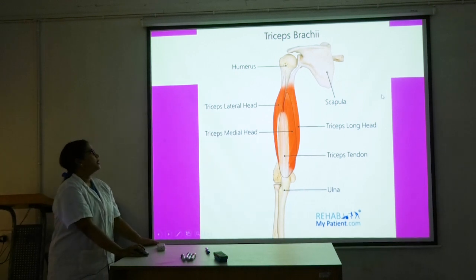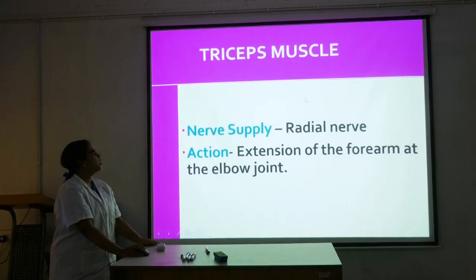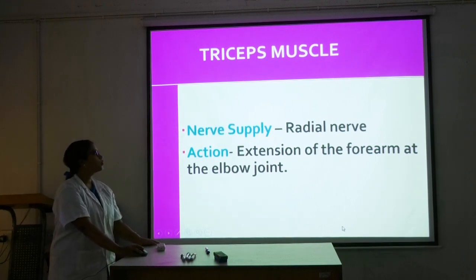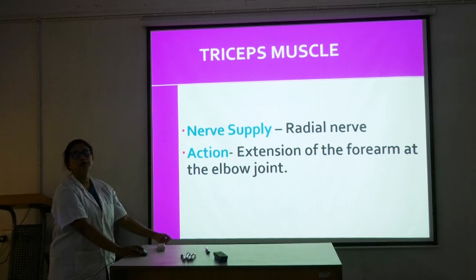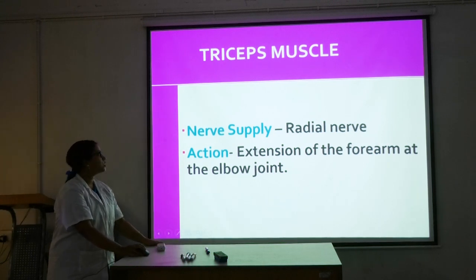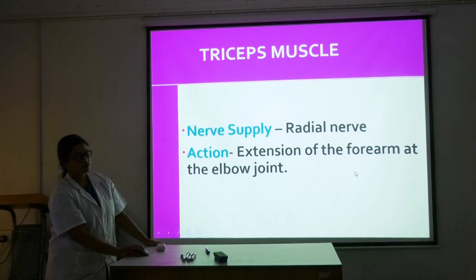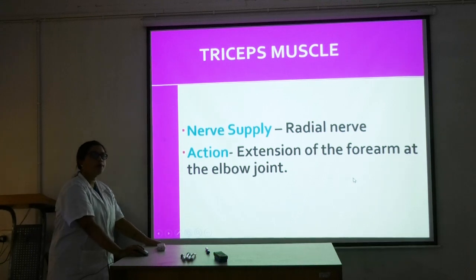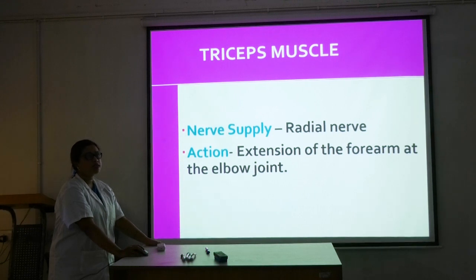You can see what the nerve supply is. Nerve supply is the radial nerve. And what is the action? Extension of the arm at the elbow joint. So who would be the additional muscle? Anconeus will act, and brachioradialis will act in some part. And you know brachialis. Brachialis is not purely doing flexion, because it is a deep compartment muscle and it is a hybrid muscle.